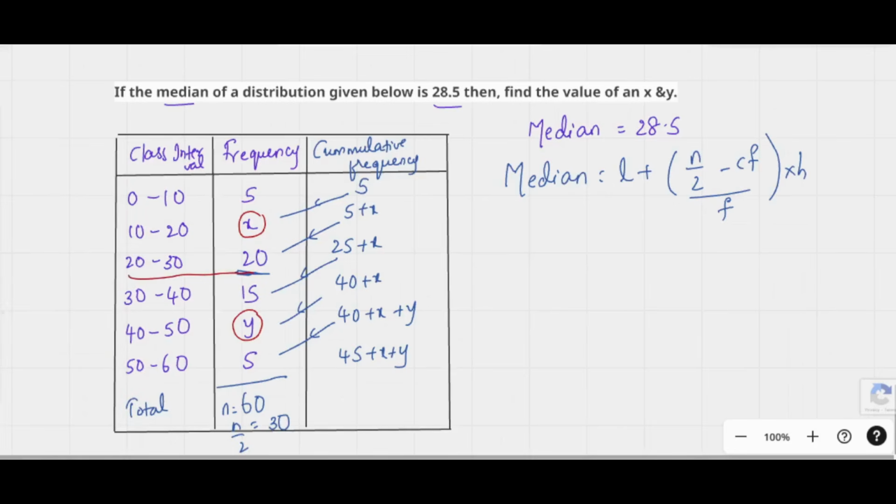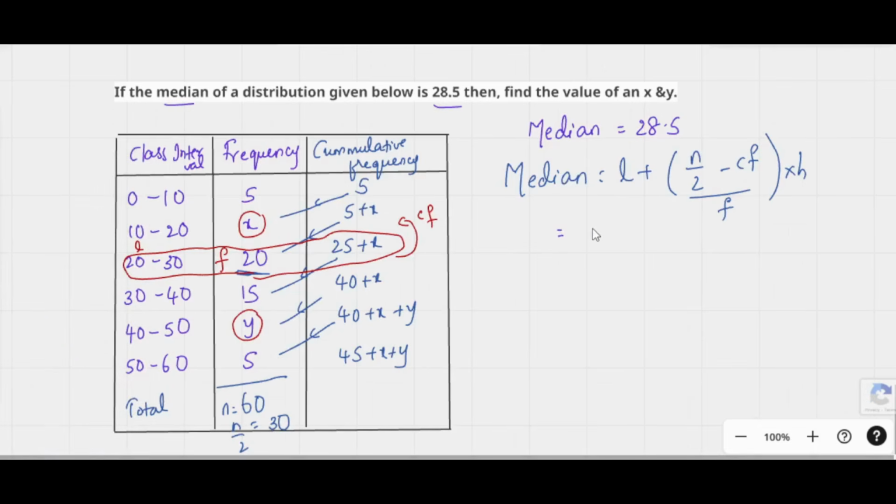This particular one will be our frequency and upper limit. This is our frequency and this will be our lower limit. And the preceding one will be our cumulative frequency. Yes, done. So let us substitute the values.